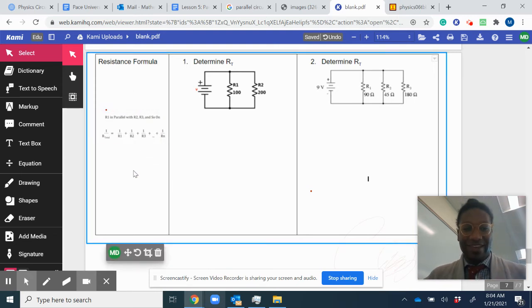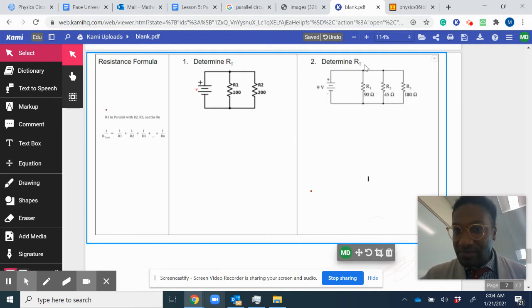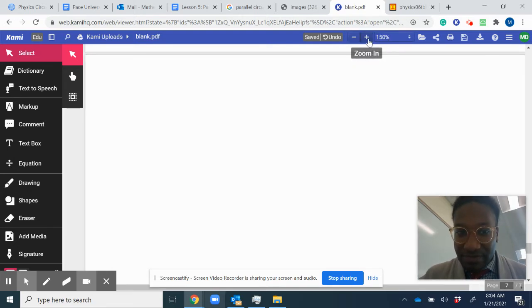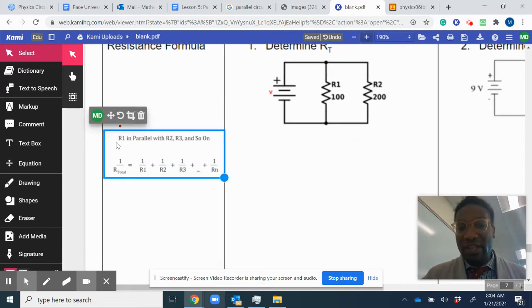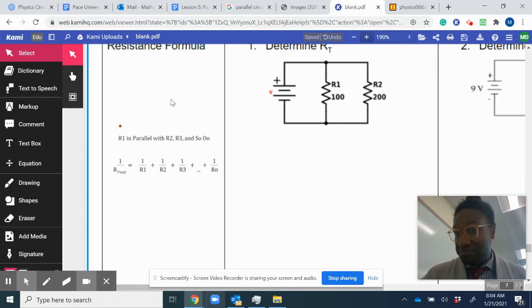All right, cool. Hopefully that's not too tiny for everybody. I think that's okay though. I can make it a little bigger. Okay, perfect. So this is our formula for calculating resistance in parallel. So let's practice it.